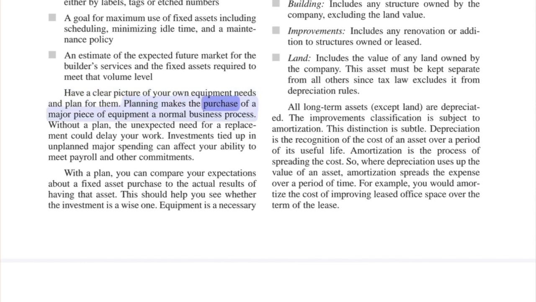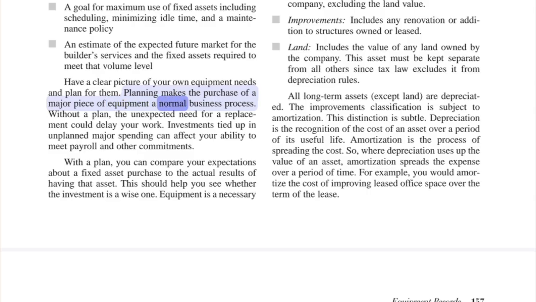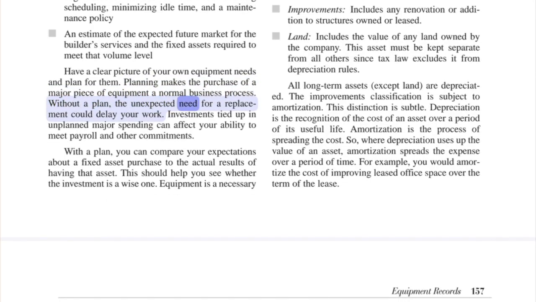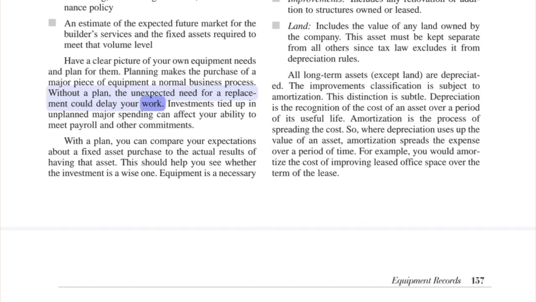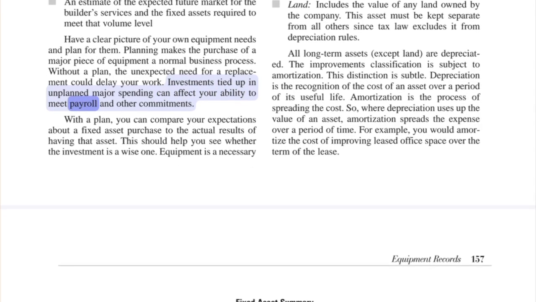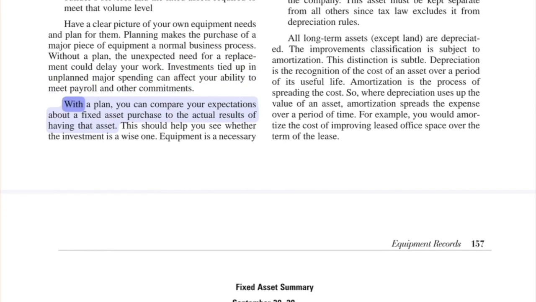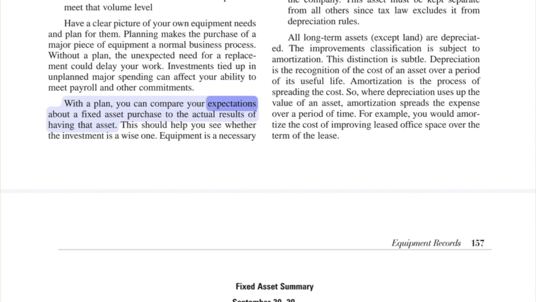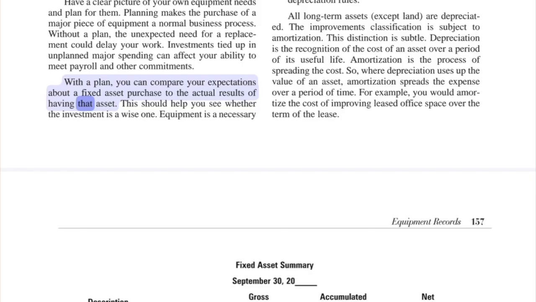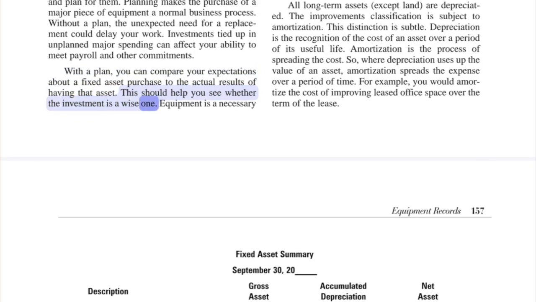Planning makes the purchase of a major piece of equipment a normal business process. Without a plan, the unexpected need for a replacement could delay your work. Investments tied up in unplanned major spending can affect your ability to meet payroll and other commitments. With a plan, you can compare your expectations about a fixed asset purchase to the actual results of having that asset. This should help you see whether the investment is a wise one.